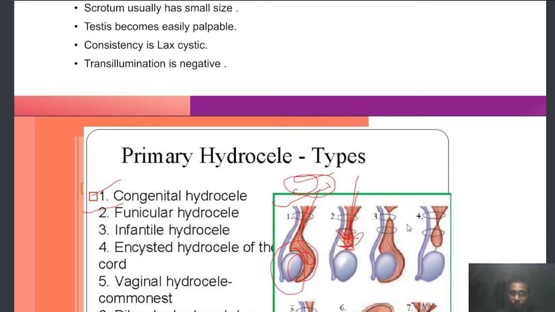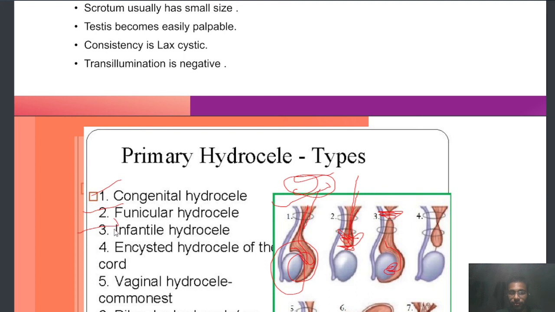Now moving on to the third one, as you can see, the processus vaginalis has closed a lot before where it should have stopped, and the fluid was not able to drain out and get absorbed. Because of this there is an accumulation of so much fluid right here. So this right here is known as an infantile hydrocele.